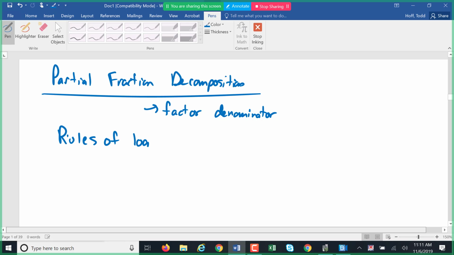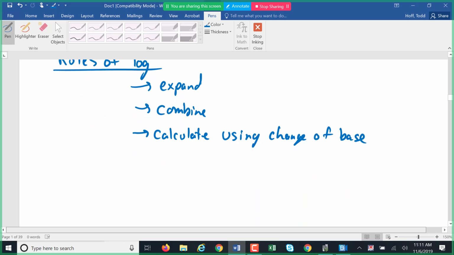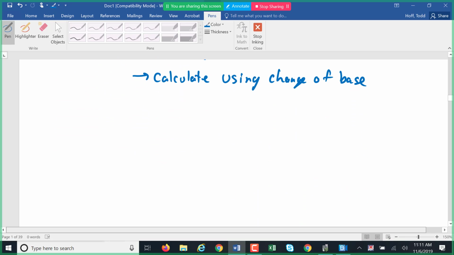of logarithms to expand logs or to combine logs or to calculate a log using the change of base formula. There isn't a log base 7 button on your calculator, so how do you do a log base 7?